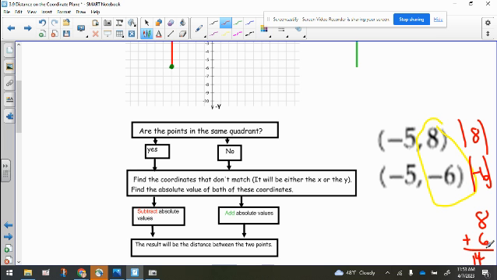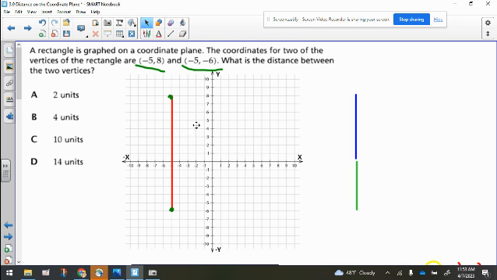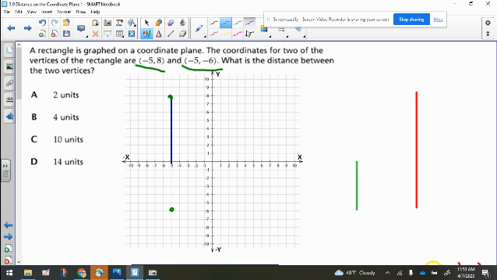Now, I want to just use the graph again to explain why these numbers are significant. So let's put this off to the side, which we already know is 14 units. But if we were going to figure out how far away this dot is from 0 on a number line, we're basically figuring out the absolute value. So we know that that blue line is 8 units away if we count that. We know that this green line is 6 units away from 0 on a number line. So that's why we're adding them.